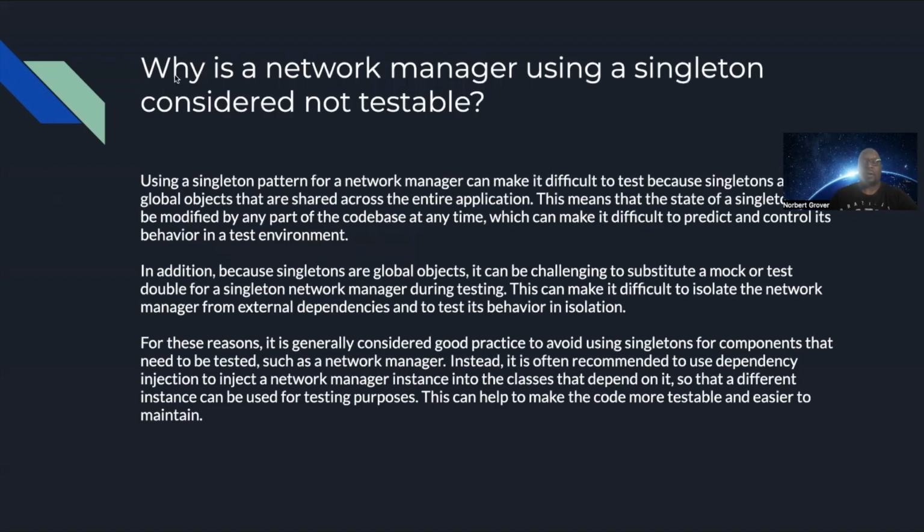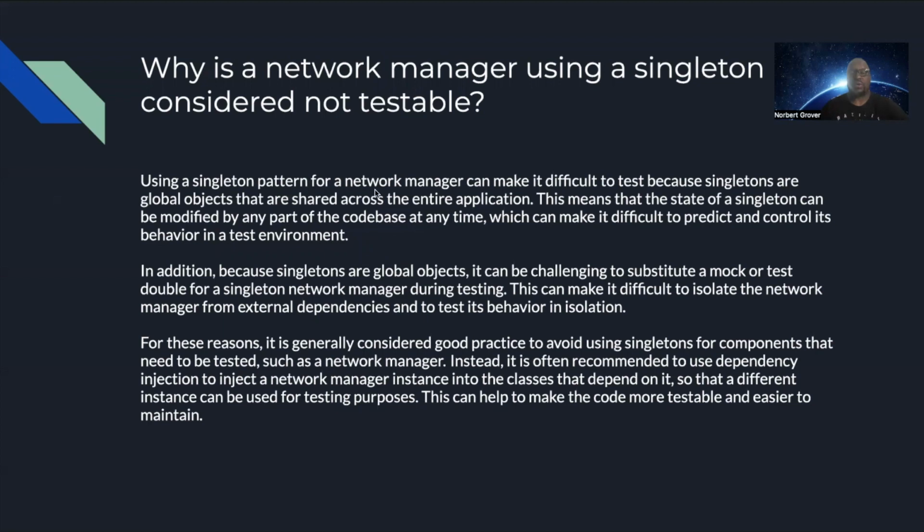And I'm going to talk about this. Why is a network manager using a singleton considered not testable? That's one of the drawbacks of using a singleton. It's considered not testable. And here's the reason, right?